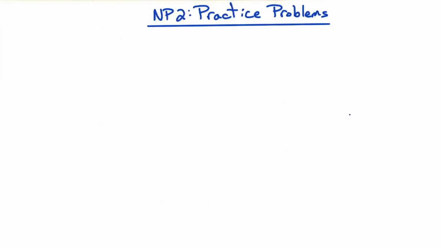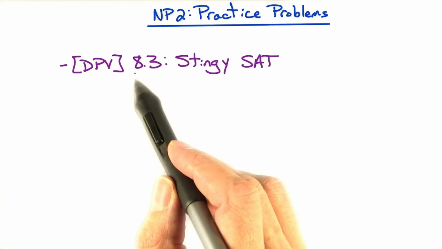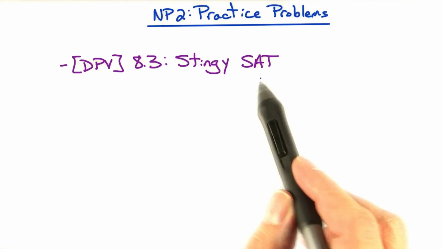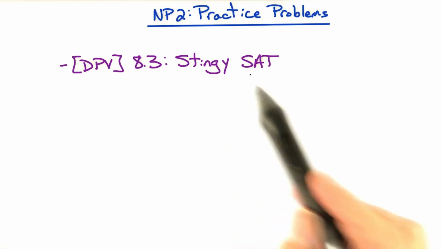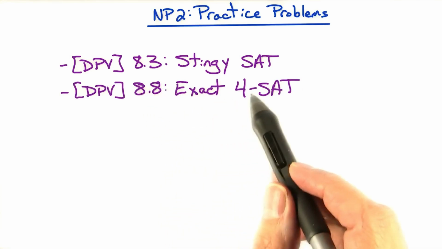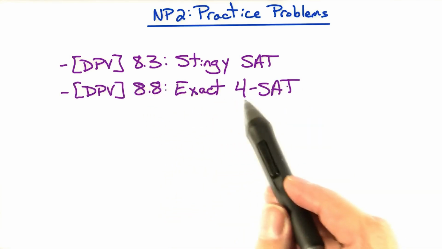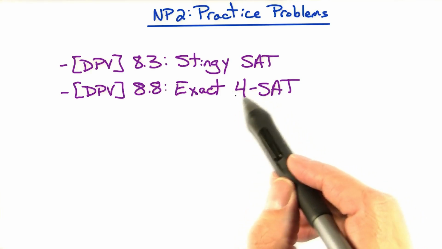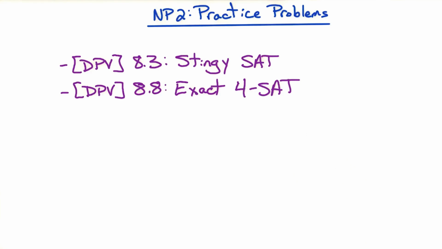Now that you've seen your first NP completeness proof, the fact that 3-SAT is NP complete, there are a few relevant practice problems from the textbook that you can try now. In problem 8.3, they consider a variant of SAT called stingy SAT, and you want to prove that stingy SAT is NP complete. In problem 8.8, you consider exact 4-SAT. This means that every clause has exactly 4 literals, not at most 4 literals, but exactly 4 literals in every clause. And you want to prove that exact 4-SAT is NP complete.